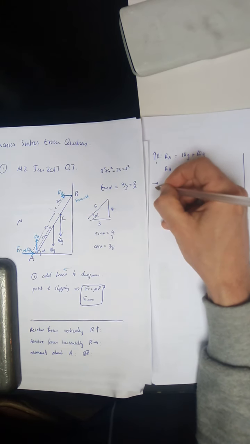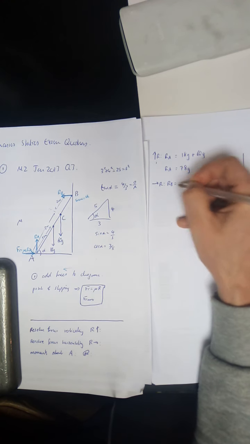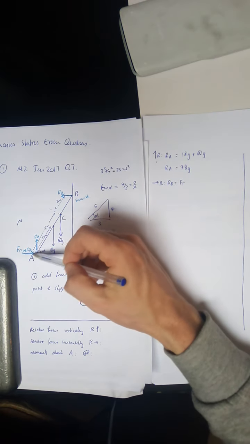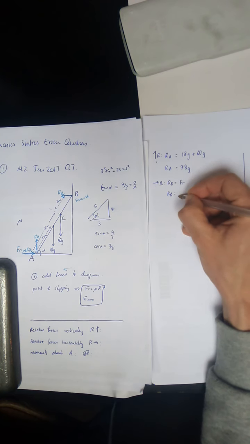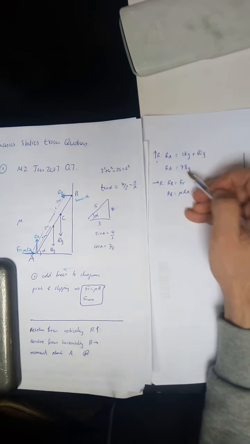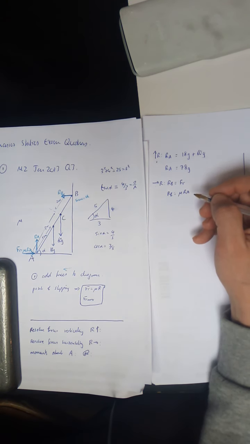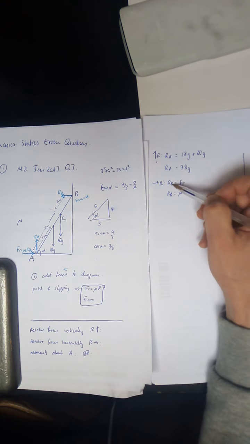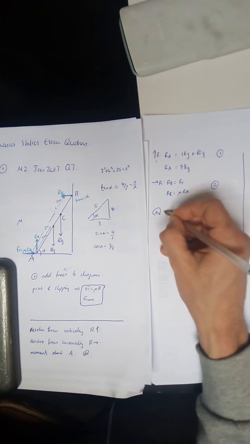Resolve forces horizontally. We get RB is equal to friction. We've already got what that is on the diagram here, right? Friction is equal to mu RA. So we've got RB is equal to mu RA, and we know RA is 78g. So so far we've got three unknowns: RA, RB, and this mu, which we're looking for. We've got two equations, so we're going to need a third equation. You guessed it, you take moments about A.